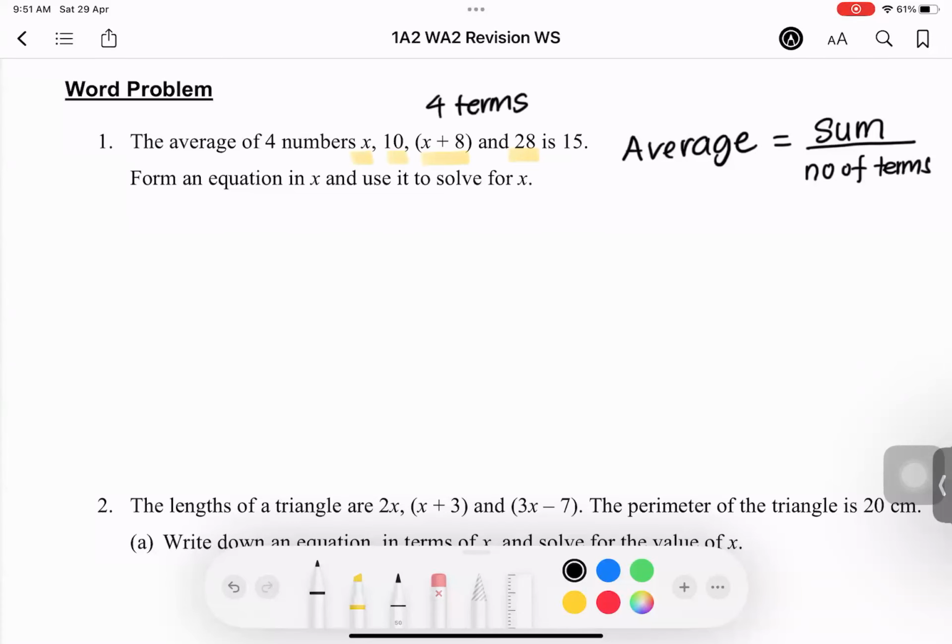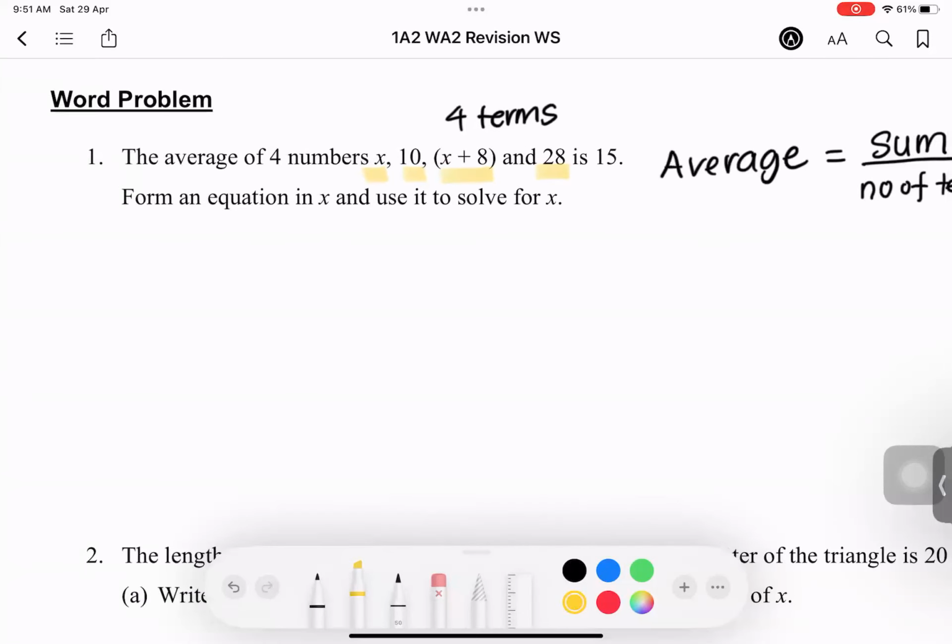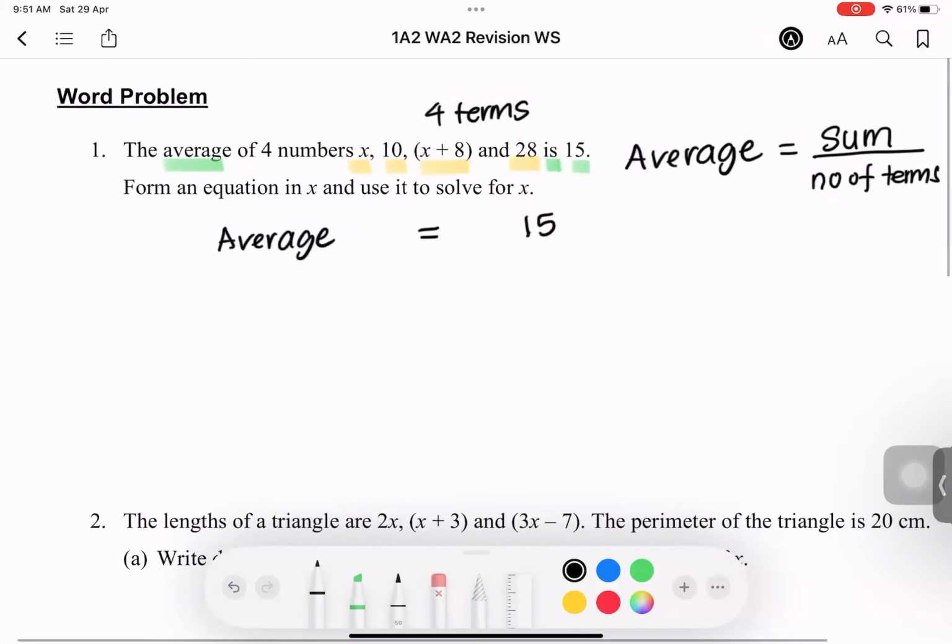So the question says the average is 15. So average equals to 15. Next, I plug in average. How do we find the average? We take the sum, divide by total number of terms. How many terms are there? 1, 2, 3, 4. So divide by 4.